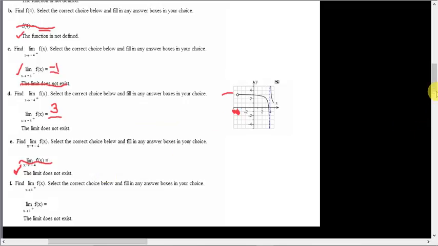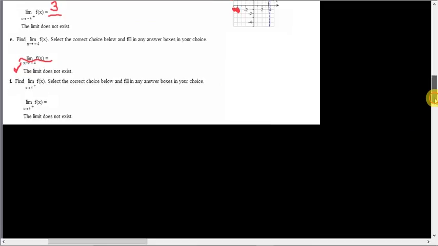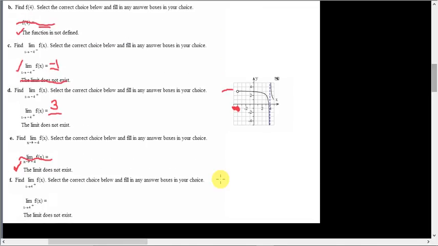Let's see. Alright, I'll just make sure I can see it all. Alright, find the limit as x approaches +4 from the positive side. Select the correct choice below and fill in any answer boxes in your choice. So 4 from the positive side. This is 4, and this is from the positive side.